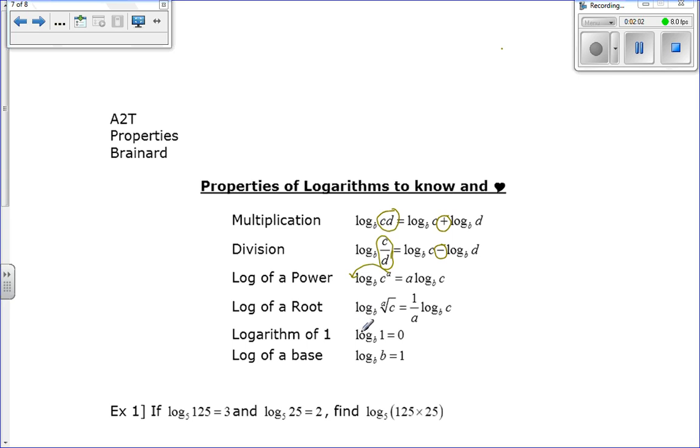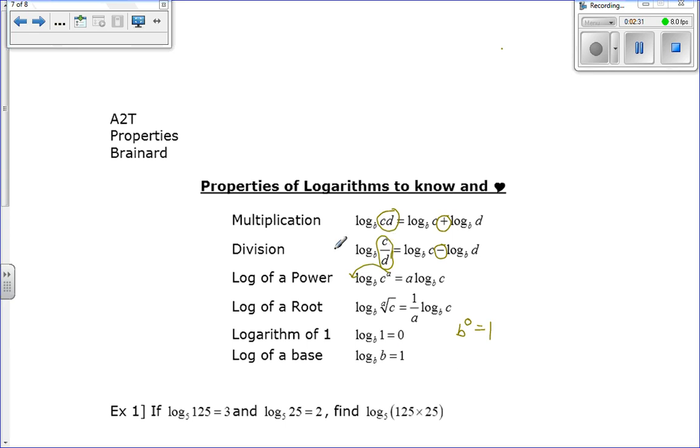The logarithm of 1, the log base b of 1, is equal to 0. This is something you should know. And the log base b of b is 1. I can show you why here. If I turn this into exponential form, my base is b, my exponent is what the log is equal to, which is 0, and anything to the 0 power is 1.